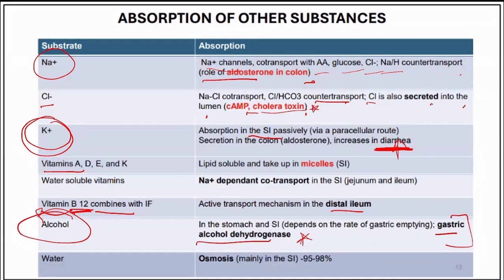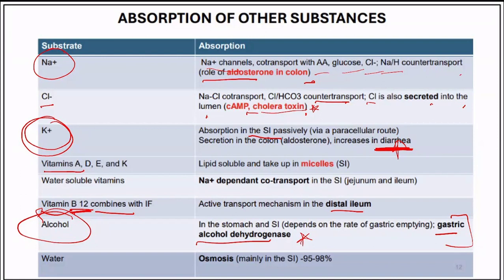Water is absorbed basically by osmosis, mainly in the small intestine, which accounts for 95 to 98%, okay? So if there's a question in the exam asking where water is mainly absorbed in the GI tract, don't make the mistake. It's always the small intestine, 95 to 98%.